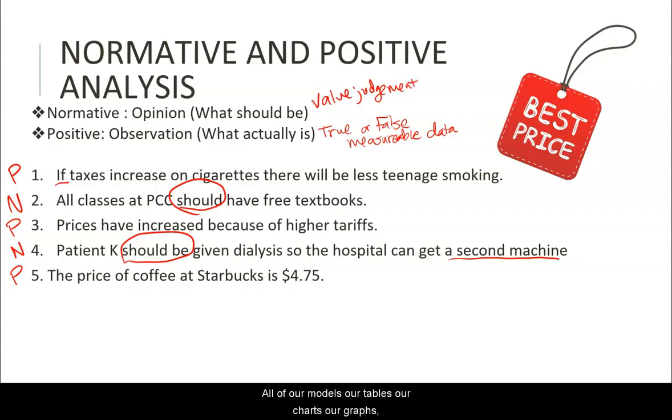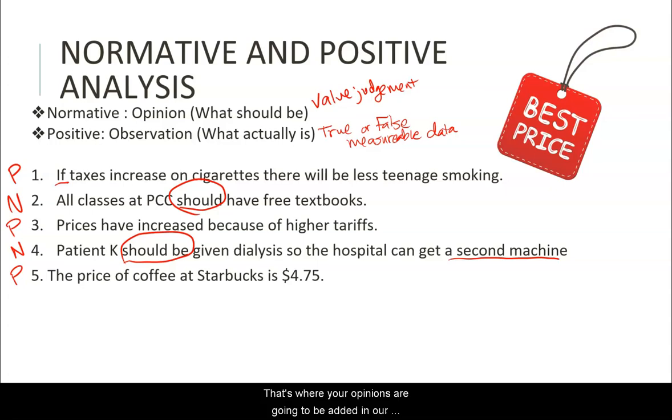So all of our models, our tables, our charts, our graphs, those are all going to be positive analysis. We'll be looking for what's the profit maximizing quantity, what's the optimal level of consumption for this consumer, and then the normative side, what should be, that's where your opinions are going to be added in.